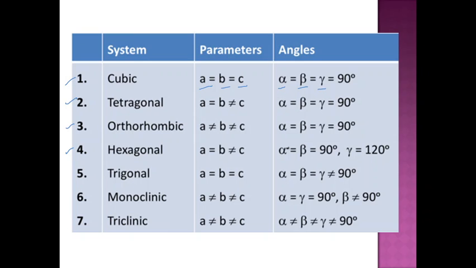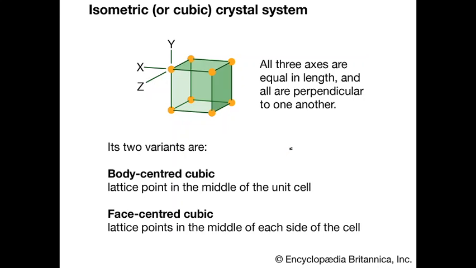Let us have a look into the features of the cubic crystal system. In a cubic crystal system, all the axes are of equal length and they are all perpendicular to each other. So we can write A, B and C are all equal, and the angles between them, alpha, beta and gamma, are all equal to 90 degrees.